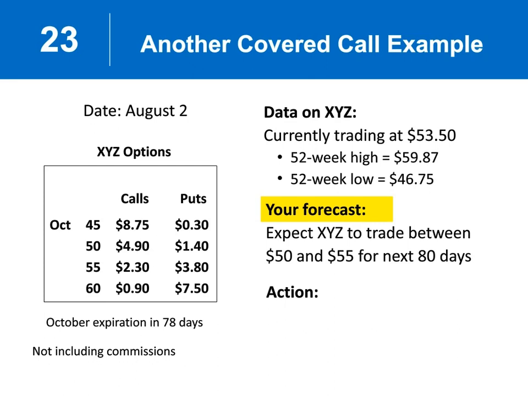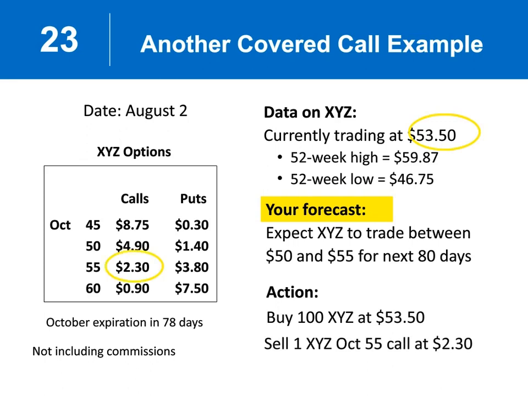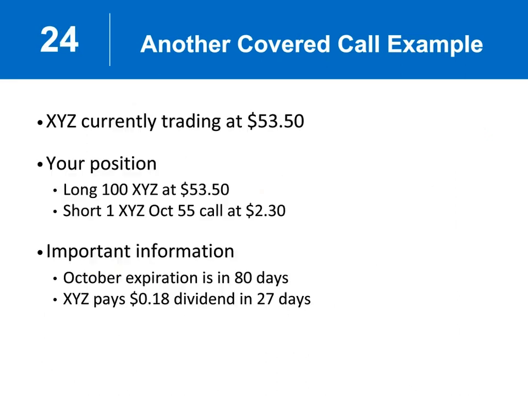But in our example here, again, our forecast, we expect the stock to be darn stable, to trade between 50 and 55 over the next 80 days. So we decided to buy 100 shares at the current price at 53.50 and sell the October 55 call for $2.30. And October expiration is 78 days, as the slide suggests. So stock's currently 53.50. We're long the stock. We sell the October 55 call for $2.30.